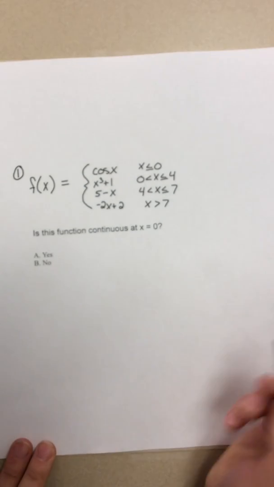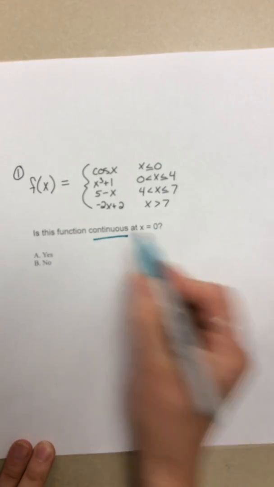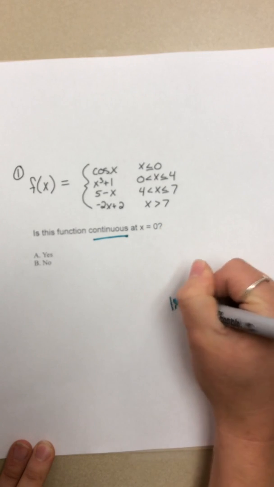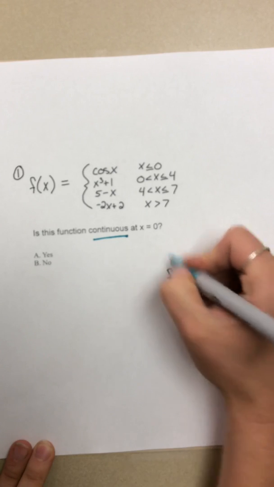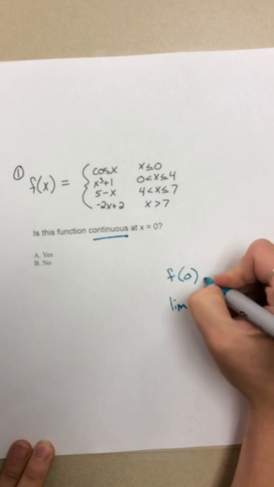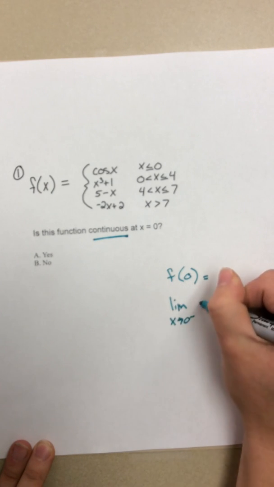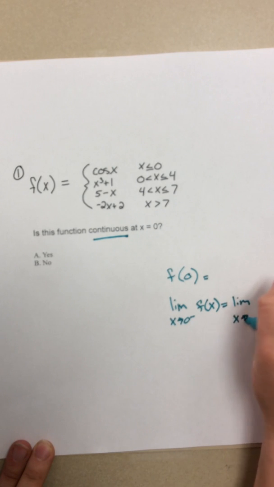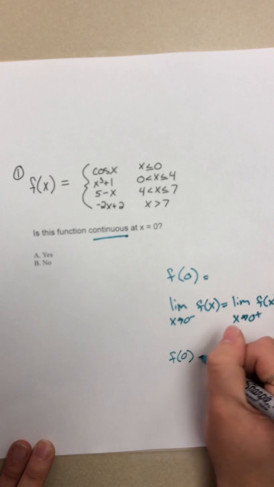Okay, so if you want to know if a piecewise function is continuous, you have to consider a few things. You have to see, does the limit exist? That means, well, actually, let's do first: does the function value exist? So in this case, f of 0, does that exist? Is the limit as x approaches 0 from the left equal to the limit as x approaches 0 from the right? And does the function value equal the limit?